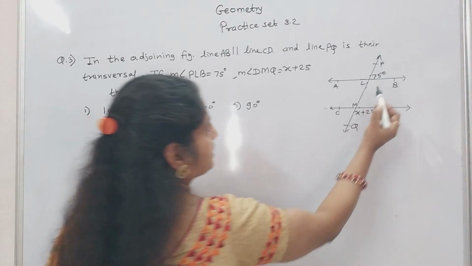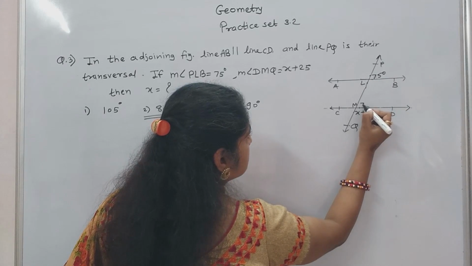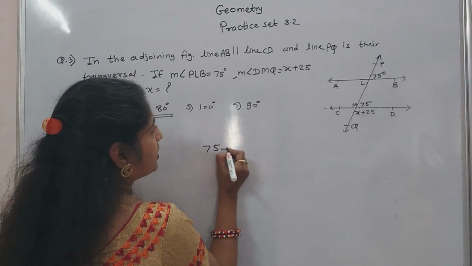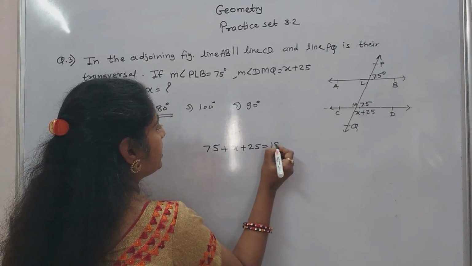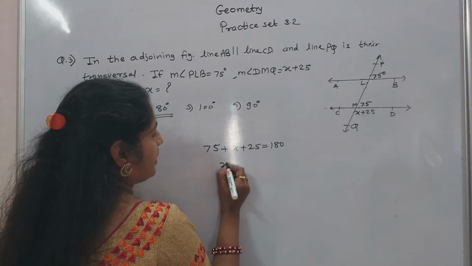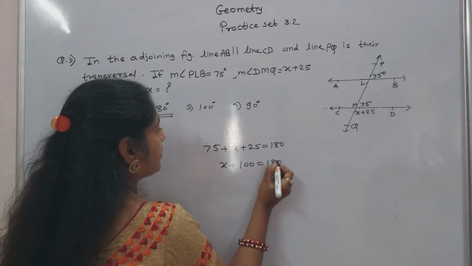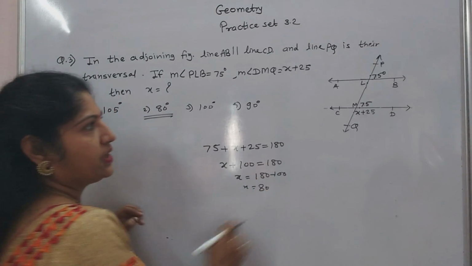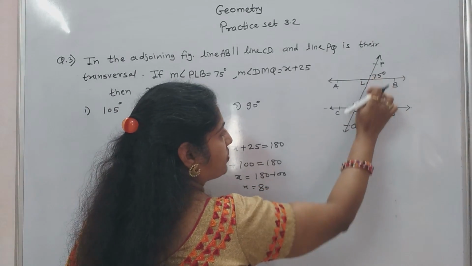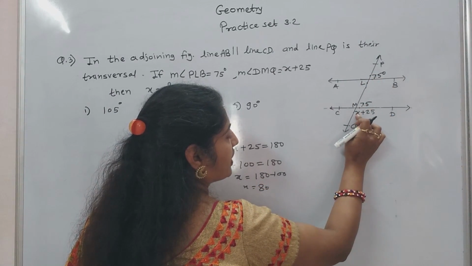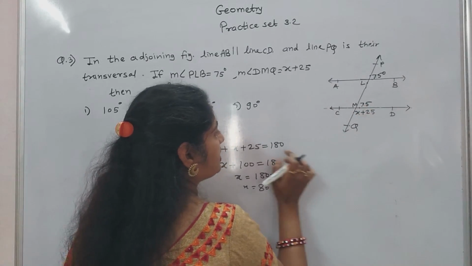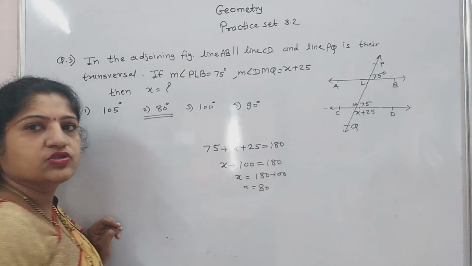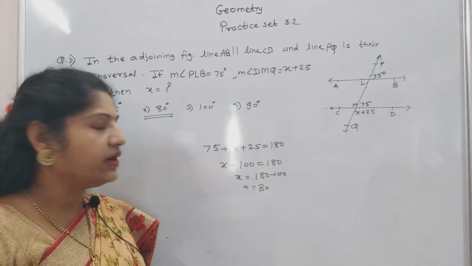Or another way, this is the 75 corresponding angle, this is 75. Here is the linear pair, 75 plus x plus 25 equal to 180. X plus 100 equal to 180. So x equal to 180 minus 100, x equal to 80. In short, 75, 75 corresponding angle. These two angles are pair of linear angle. The sum of these two angles is 180. So 75 plus 25, 100. So x equal to 180 minus 100.